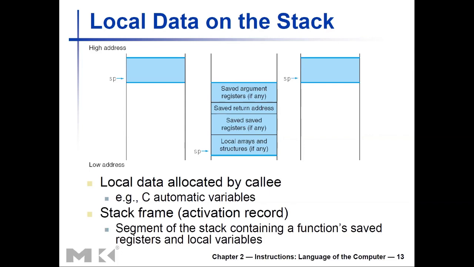And this stack frame or activation record is a segment of the stack containing a function's saved registers and local variables. So this is like a stack frame where we have stored all the values corresponding to that function. So arguments and return addresses and all that we store. And if there's a nested call, actually we will be using the stack further to store variables and other things required for nested function calls.